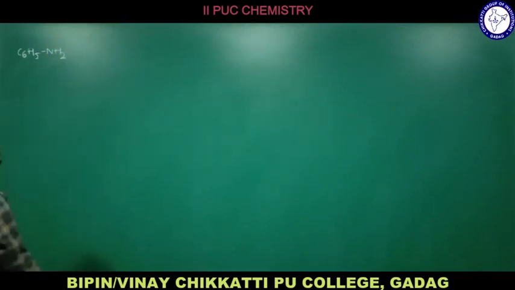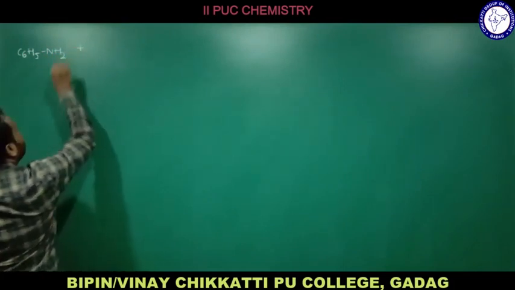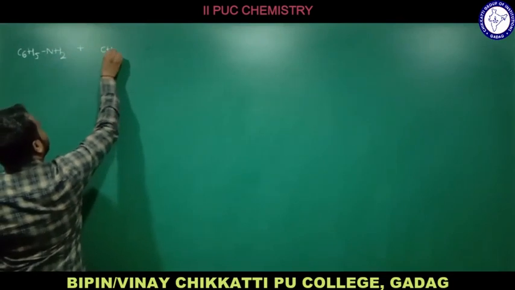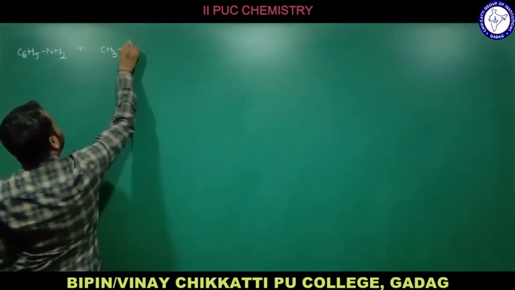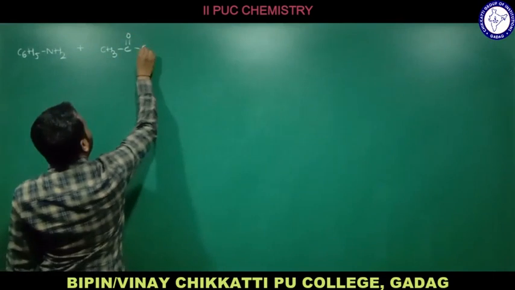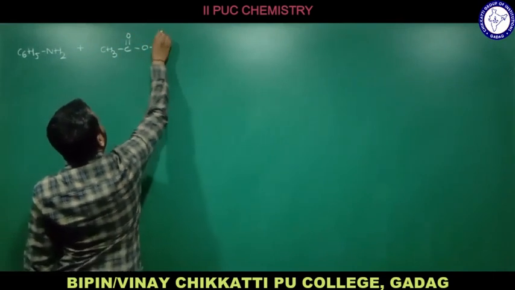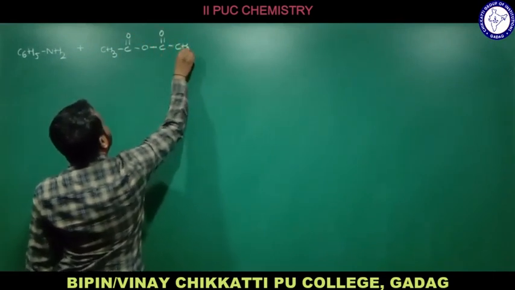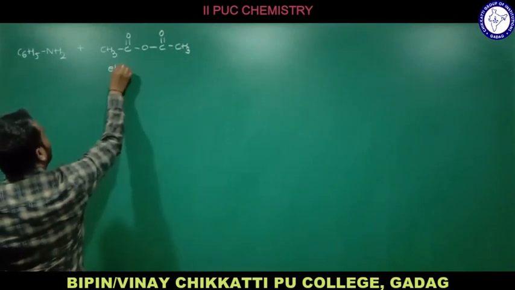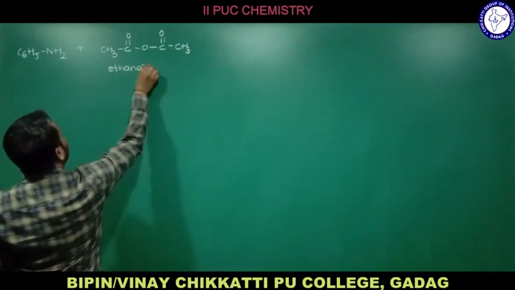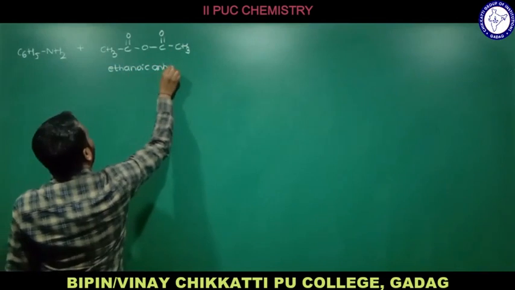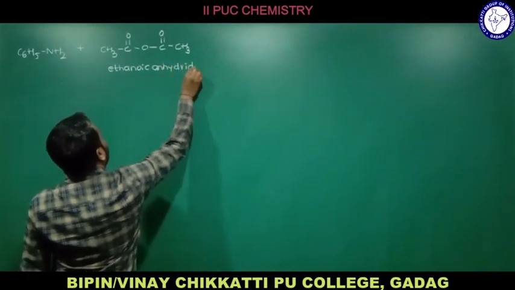This is aniline. So when aniline reacts with the anhydride, so the anhydride I am going to consider here. Just see how I am writing. This is ethanoic anhydride. The name of this anhydride is ethanoic anhydride.